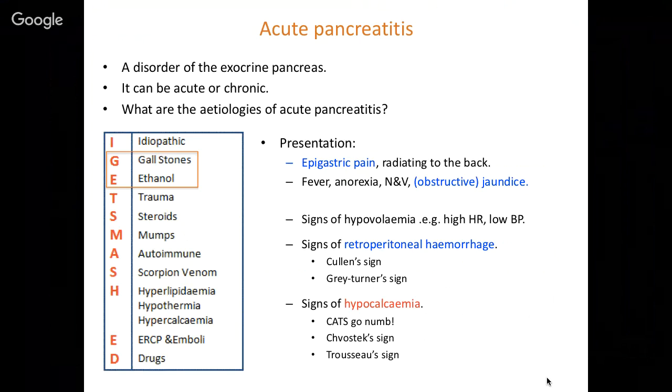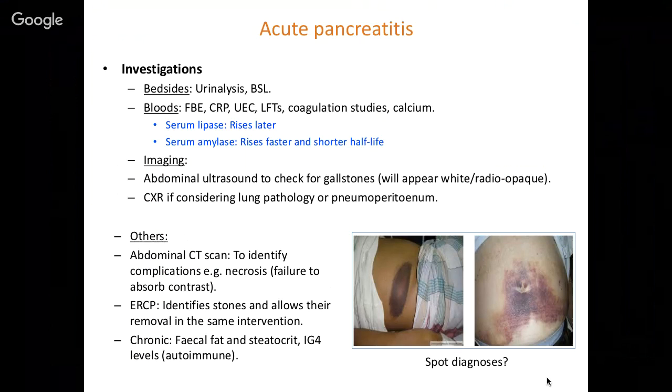So Chvostek's sign, that's tapping over the facial nerve, and that can lead to facial twitching or a facial spasm, and Trousseau sign. It's essentially where you inflate a blood pressure cuff on someone's arm and it leads to a carpopedal spasm, where the hand kind of looks like this a little bit. So that's acute pancreatitis.